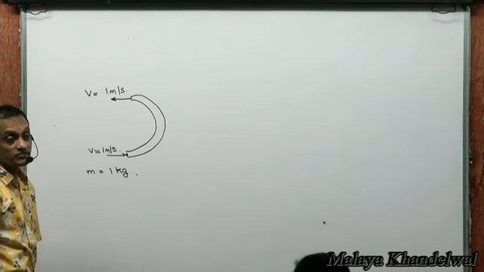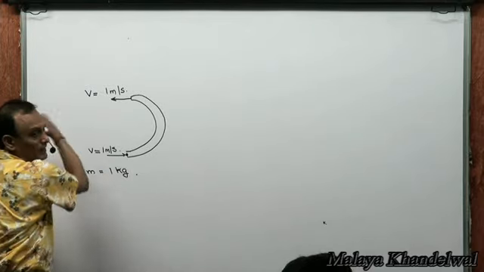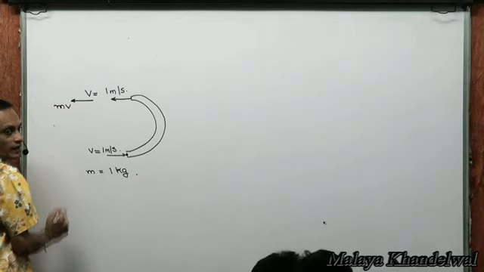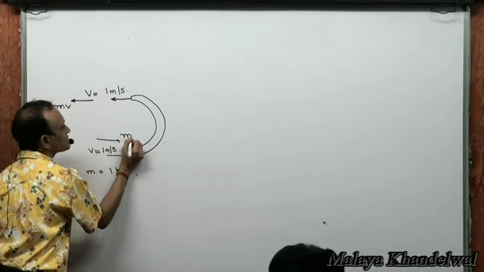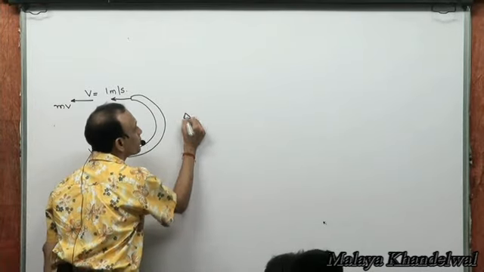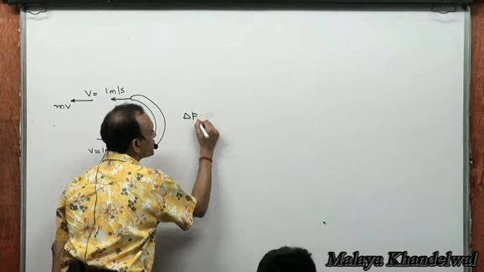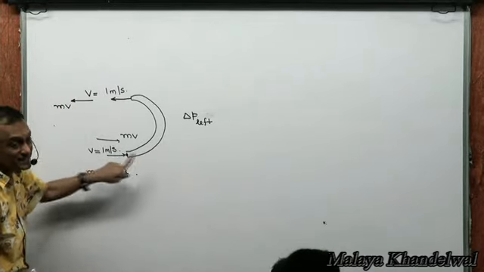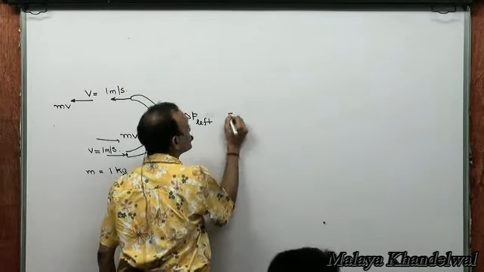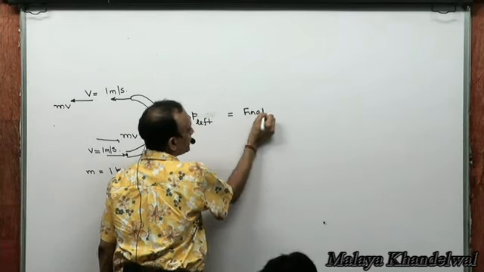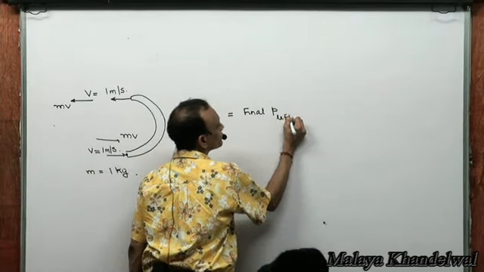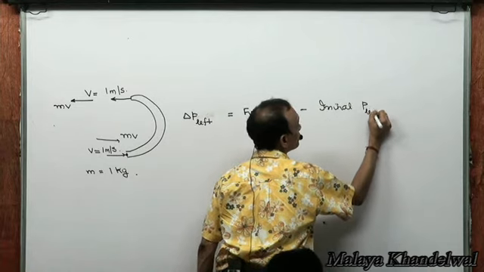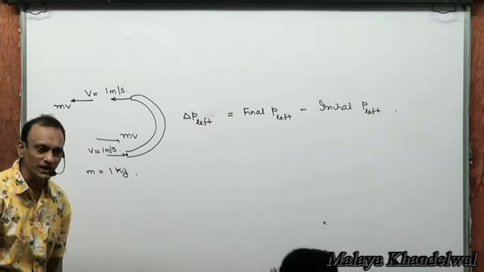is the linear momentum constant for the particle? No. There is a change in linear momentum. Final linear momentum in the leftward direction is m into v. Initial linear momentum is in the rightward direction, which is m into v. So change in linear momentum in the leftward direction is what? Final linear momentum in the leftward direction minus initial linear momentum in the leftward direction, right? That's the change. Yes or no?